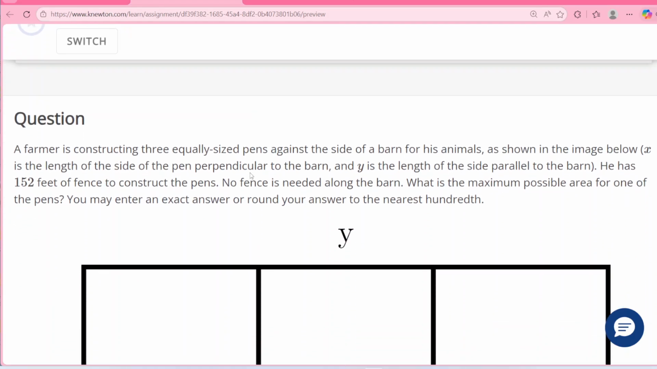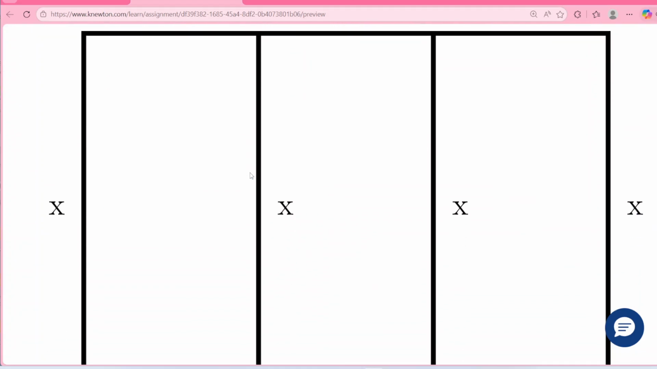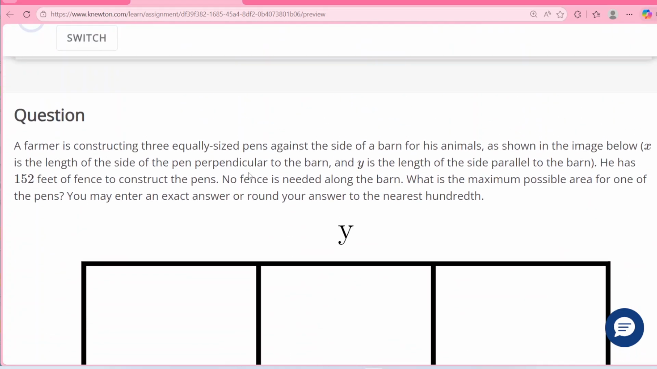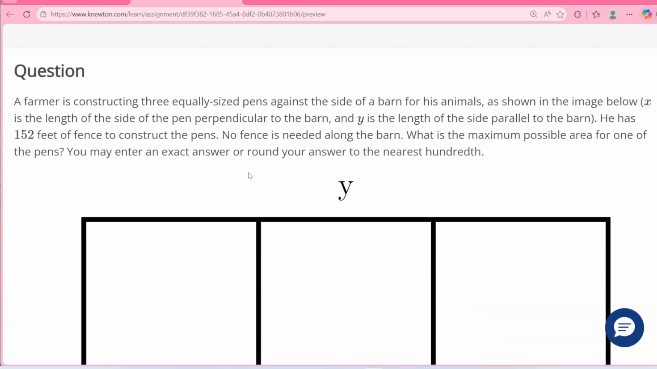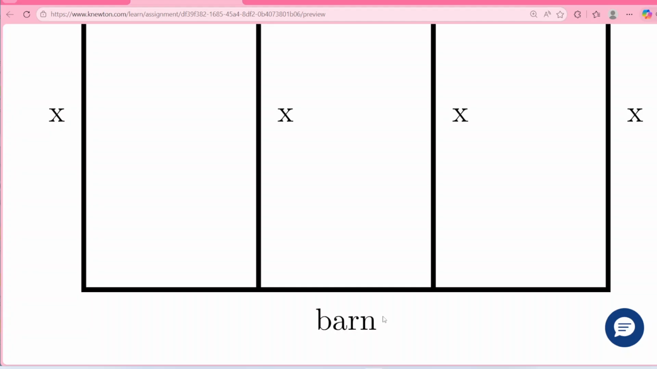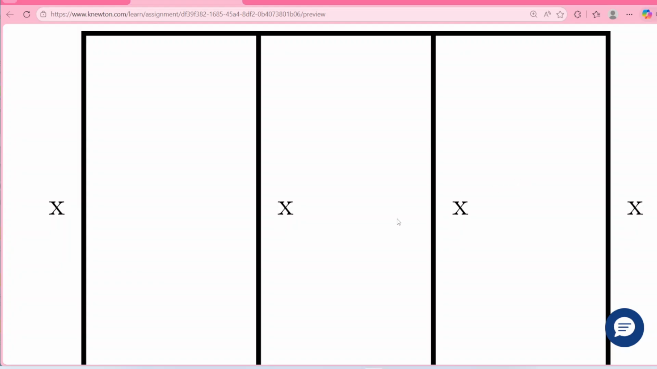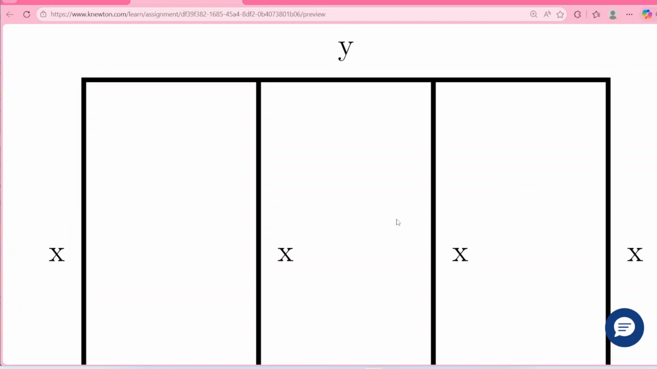We're going to be asked to find the dimensions of some object to minimize or maximize its area or its volume in this particular objective. So I'm going to read through this question. There's a nice diagram to go along with it. I'll even draw this up on paper, and then we'll go about seeing if we can answer it. Here, a farmer is constructing 3 equally sized pens against the side of a barn for his animals, as shown in the image below. You see the barn down here, and these 3 rectangles are the 3 equally sized pens.